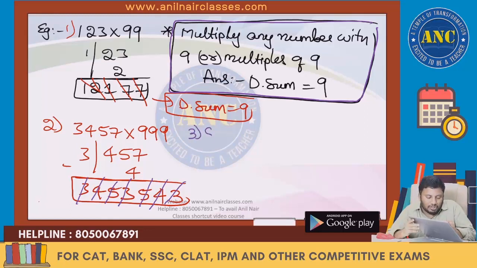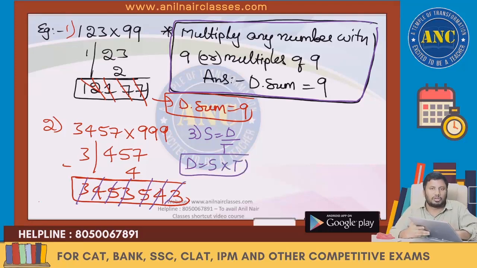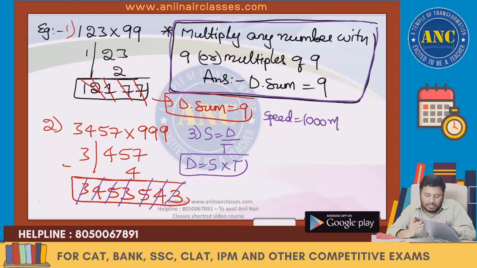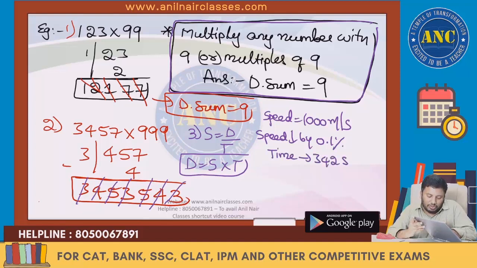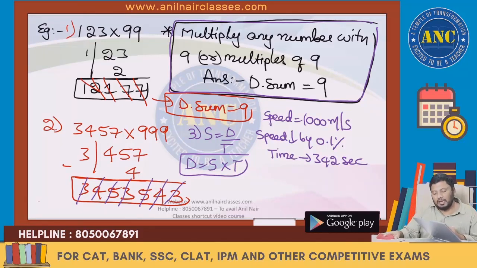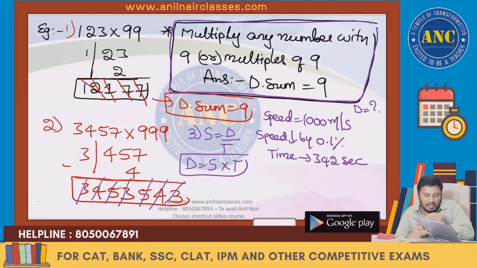Third example. Speed is equivalent to distance by time, so distance is nothing but speed into time. Now see here. Actual speed is 1000 meters per second. Speed decreases by 0.1 percent. The time it will take is 342 seconds. Find the distance.